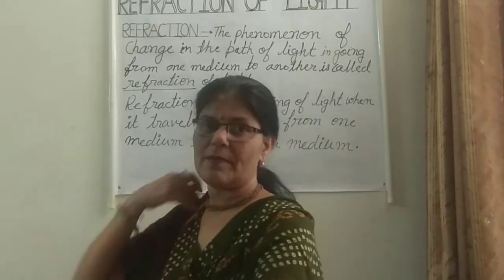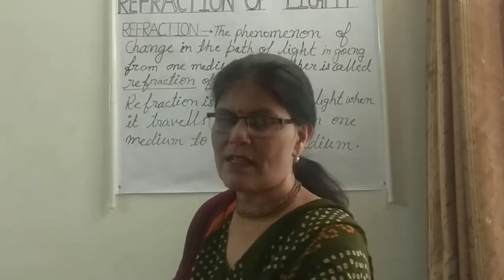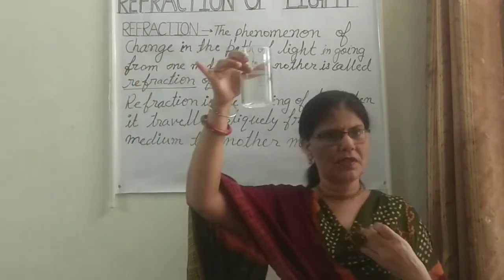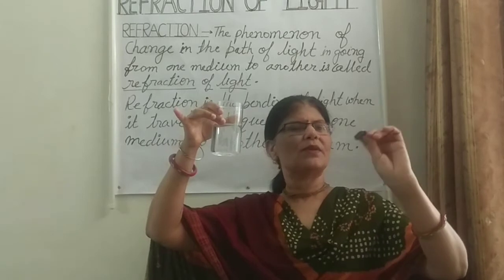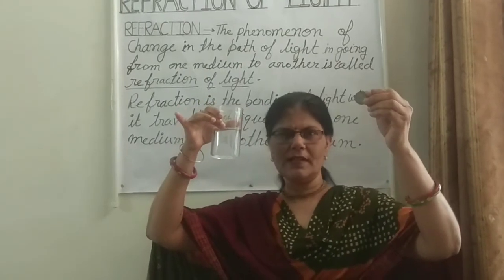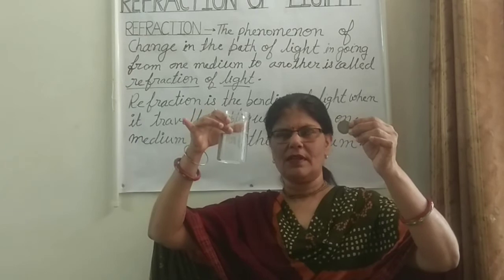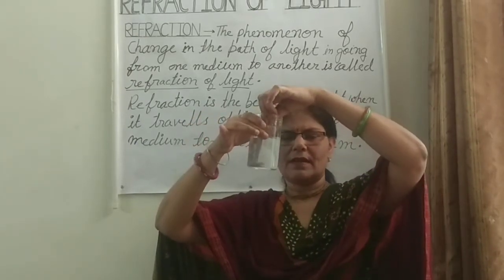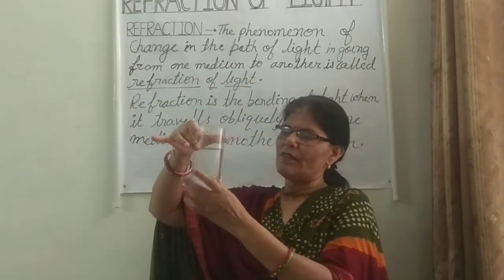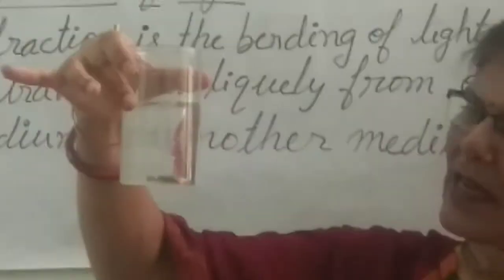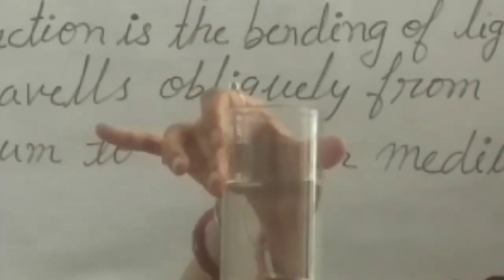Okay. Another experiment which I can show to you is, again I have taken water in a transparent glass, and this is a coin. This is a coin of 10 rupees. Look at the size of the coin. This is the size of the coin. When I put this coin in water, and when we look from the sides, are you able to see this coin? It looks bigger in size. This coin looks bigger in size when it is kept in water.